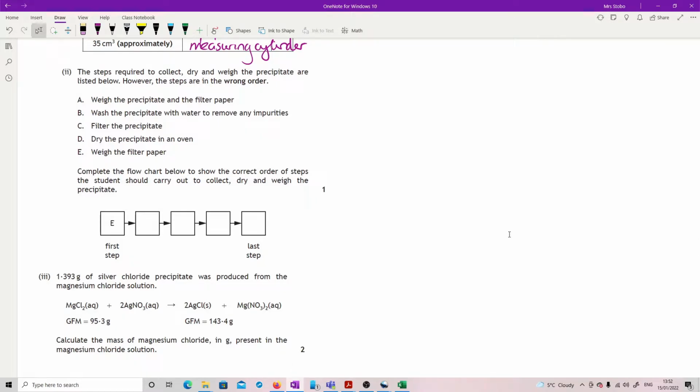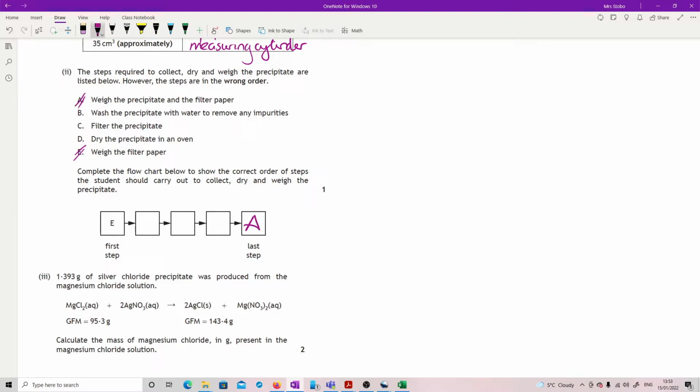The steps required to collect, dry and weigh the precipitate are listed below. They're in the wrong order. Complete the flowchart to show the correct order. So our options are: weigh the precipitate in the filter paper, wash the precipitate with water to remove any impurities, filter the precipitate, dry the precipitate, weigh the filter paper. And the first step you've been given is weigh the filter paper. Okay, so the last one is going to have to be weigh the precipitate and the filter paper, so I can get rid of that.